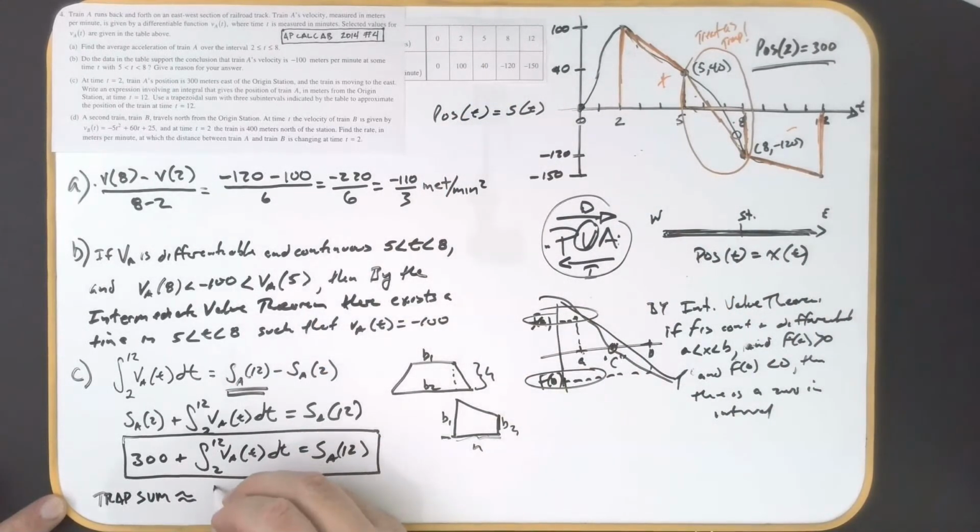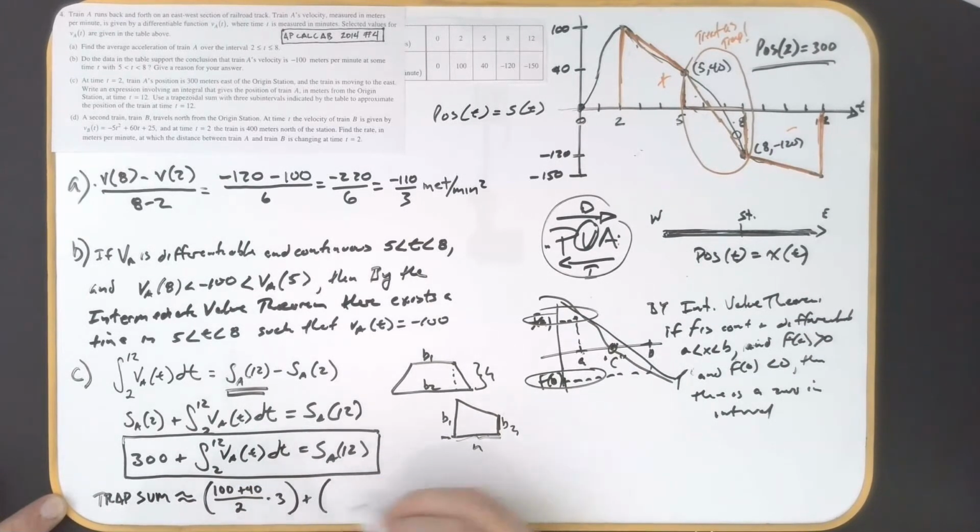And so we have 100 plus 40 divided by 2. There's the average of the bases, which are actually heights, times the width of this thing, and 2 to 5 is 3. There is trapezoid number 1. Plus trapezoid number 2, just follow the rule. Now, even though one's positive, one's negative, I promise it'll work.